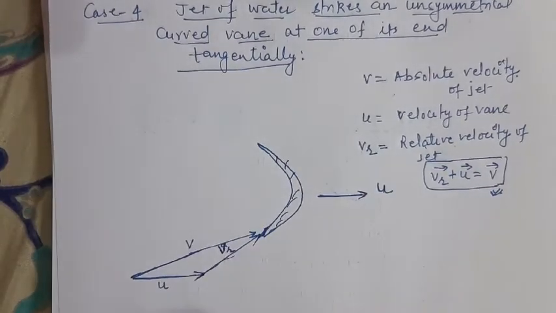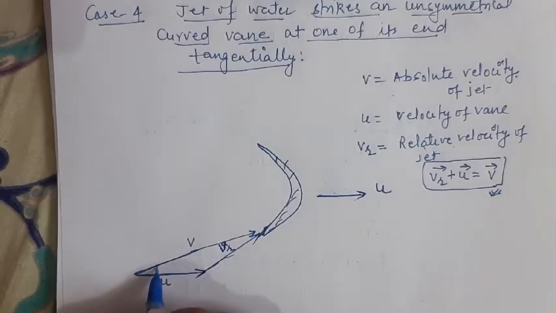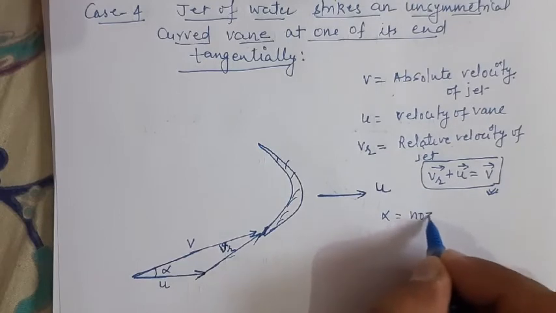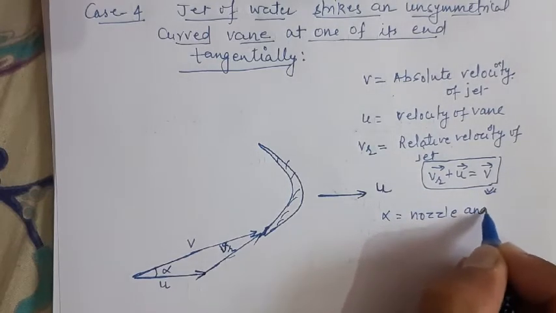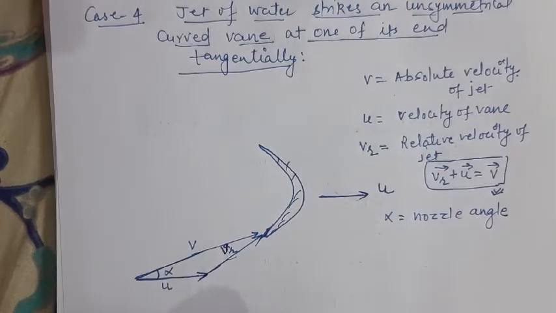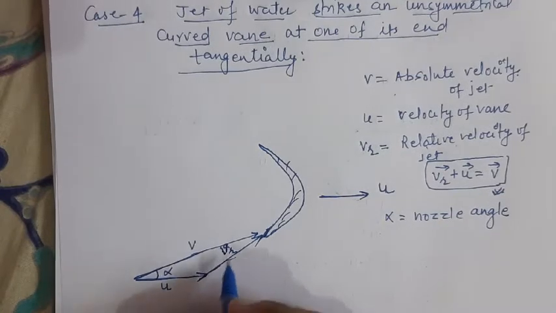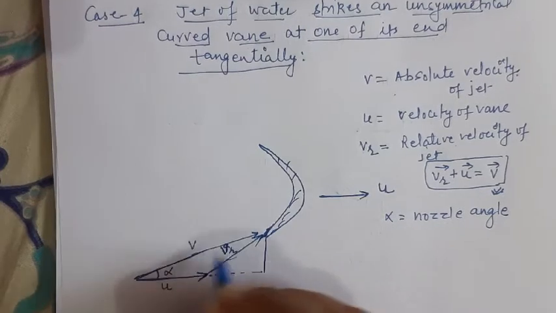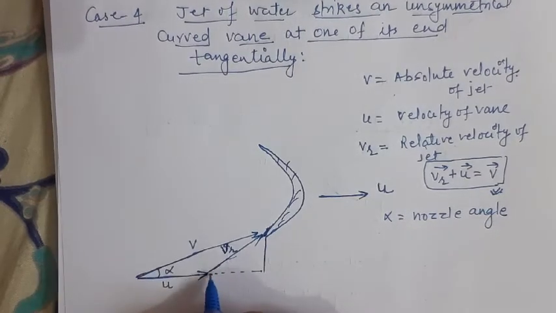This is V. The angle between V and U is alpha, which is known as the nozzle angle, the angle at which the nozzle is kept. Now, one important point: I have to make two components of this V.